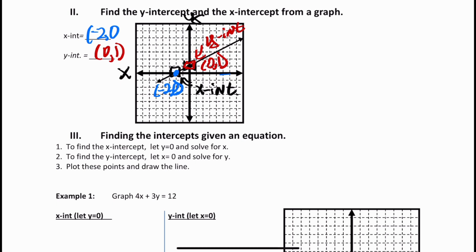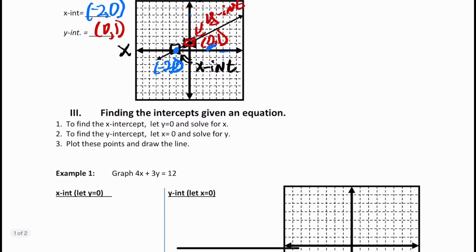Wherever this line crosses the y-axis, the x value of that point would be 0. So intercepts are points that have zeros in them. For the x-intercept, we have 0 for y, and for the y-intercept, we have 0 for x. Now we're going to use that information to draw these lines.